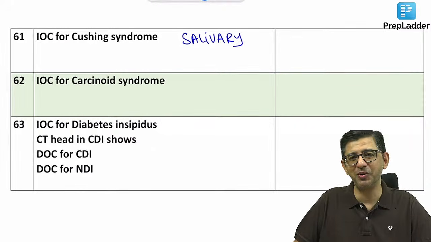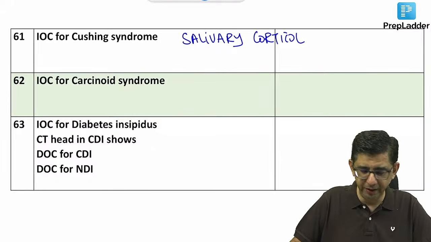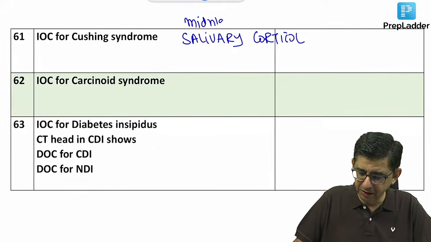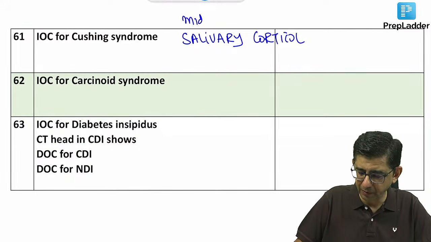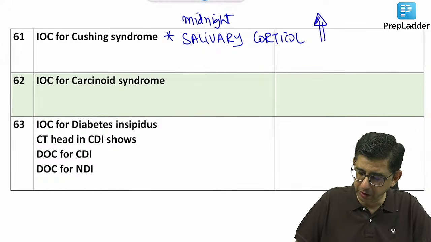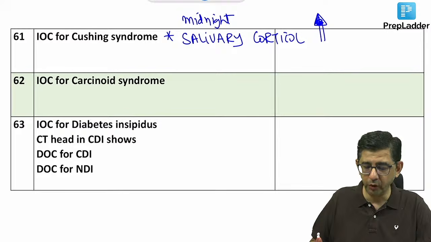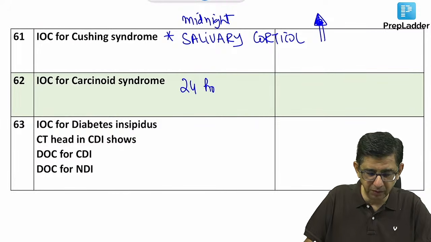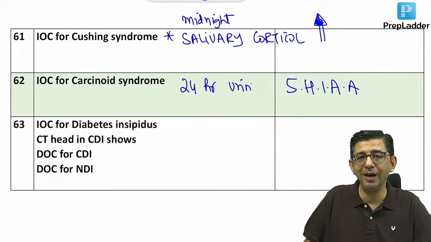So the investigation choice for diagnosis of this would be salivary cortisol values. This would be a midnight salivary cortisol. Yep, midnight salivary cortisol values would be best useful for management of these patients. The rationale behind this would be that cortisol levels are least at 12 o'clock in the night, and in this patient, the midnight salivary cortisol values would be super elevated. Then is carcinoid. This is a urine test. This would be a 24-hour urinary 5-HIAA levels. That would be hydroxy indole acetic acid levels.